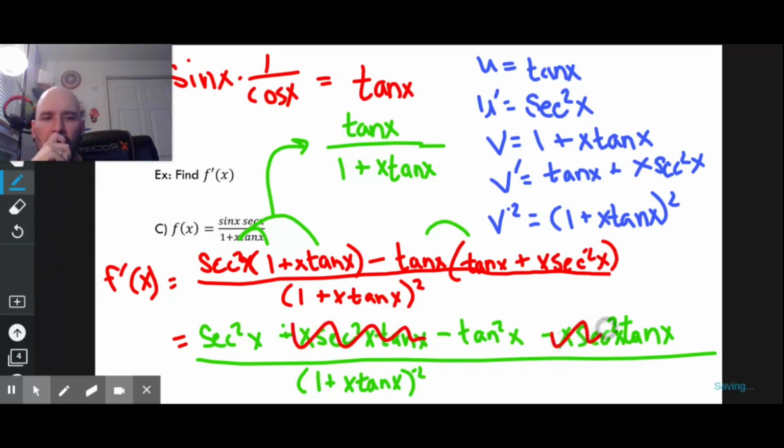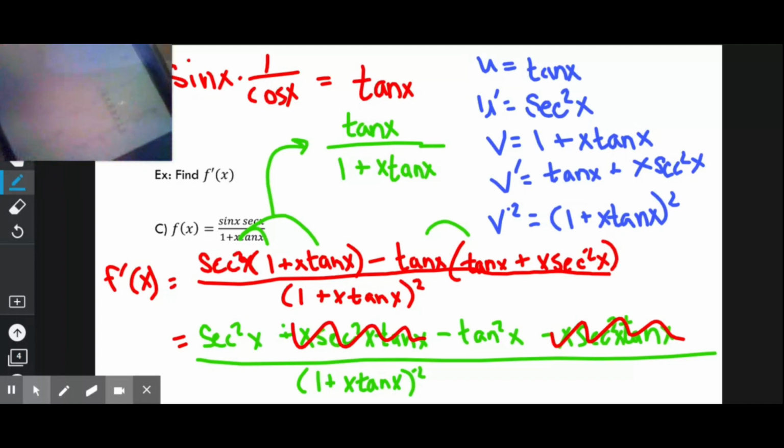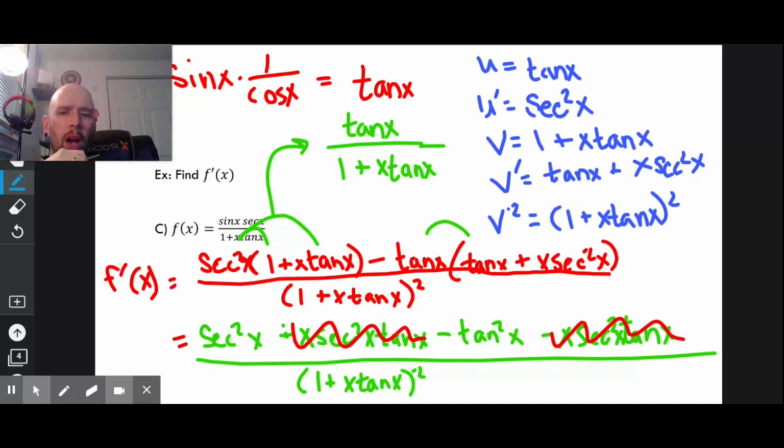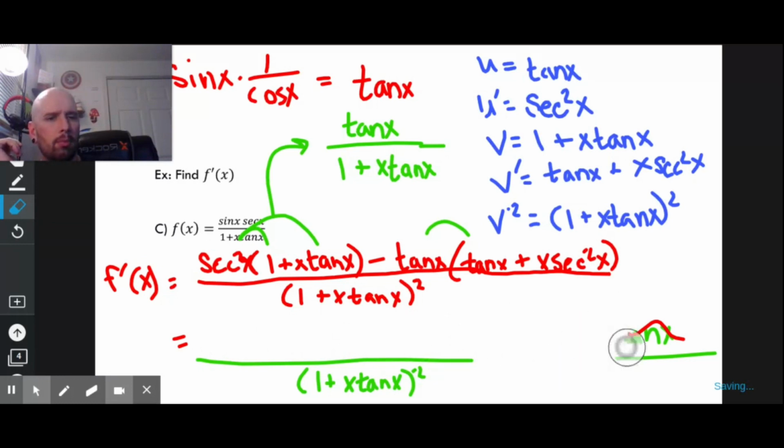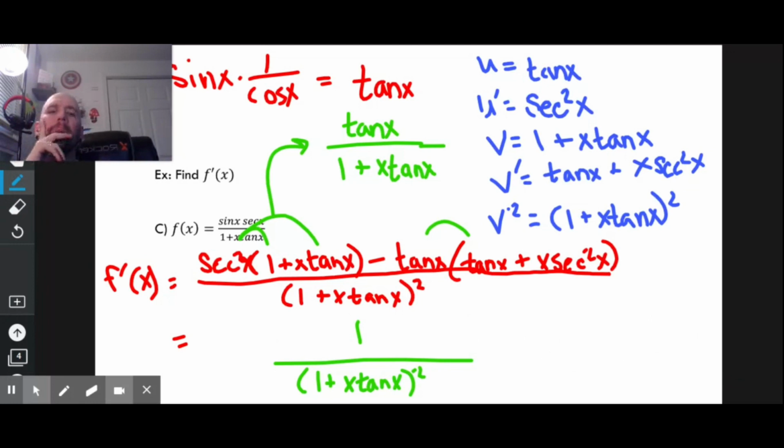You cancel out. Secant squared minus, what is secant squared x minus tangent squared x? I forgot the x. Okay, I found this. So that entire numerator, after all of that, no need to FOIL the bottom. And I think that should do it.